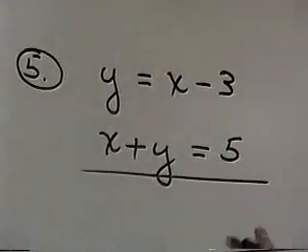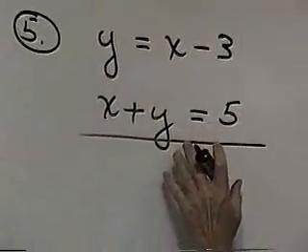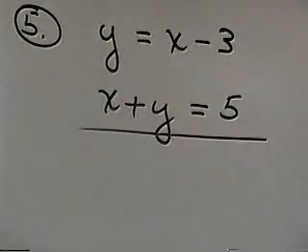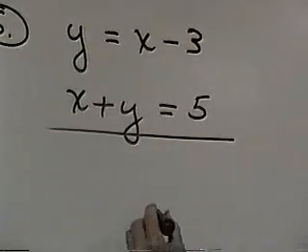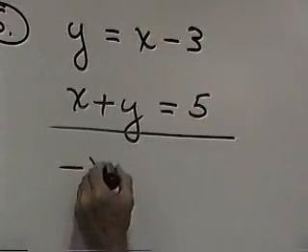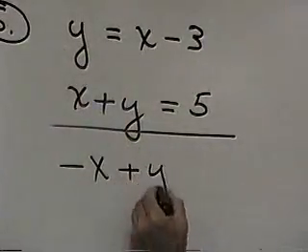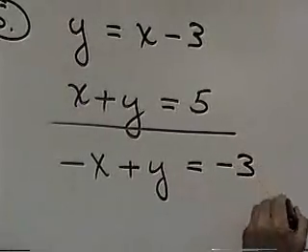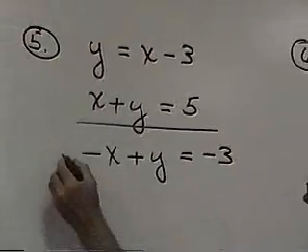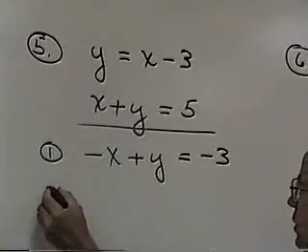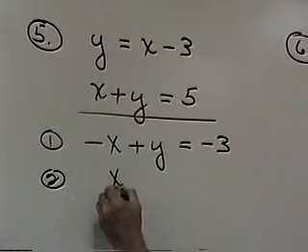Now, problem 5 is kind of rearranged. So what we wanted to do is say, look, all you have to do is this. Just get everything over to one side. So we'll move the x across, leave the minus 3 over there, and we'll call it equation 1, and then we'll just copy down equation 2.